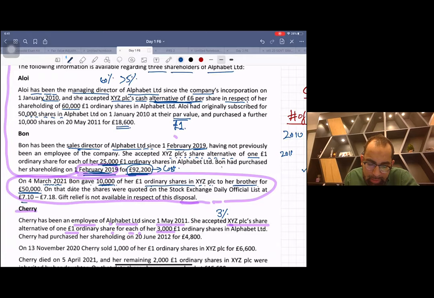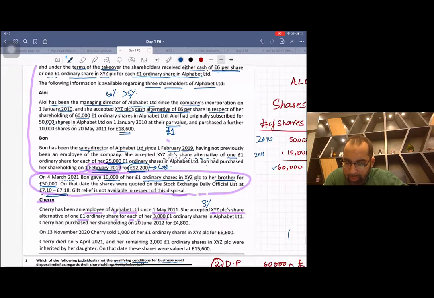And now, as this is the deal of quoted shares, in order to calculate the market value, you need to calculate the mid quoted price. Student, can you see how will you calculate the mid quoted price? 7.10 and 7.18. What is the mid price? It's 7.14.